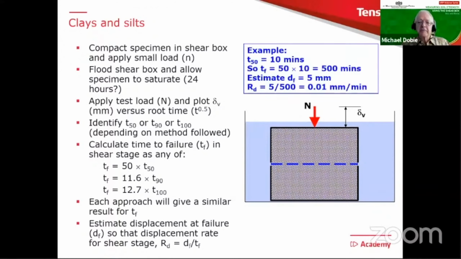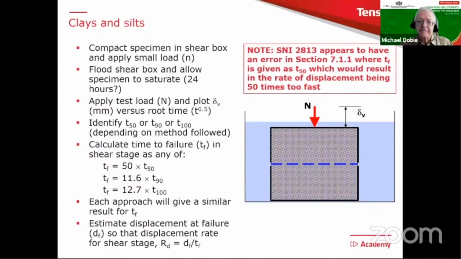So quick example. Imagine we do the test and our T50 is 10 minutes, quite likely for a clay material. So our time to failure, TF, should be 500 minutes. And if we estimate that DF is going to occur after 5 millimeters of movement, then our rate of shearing or rate of displacement should be 5 over 500, which is 0.01 millimeters per minute, which is very slow. It'll take about 24 hours to do the shearing under those conditions.